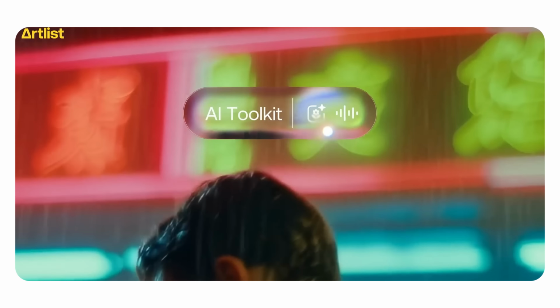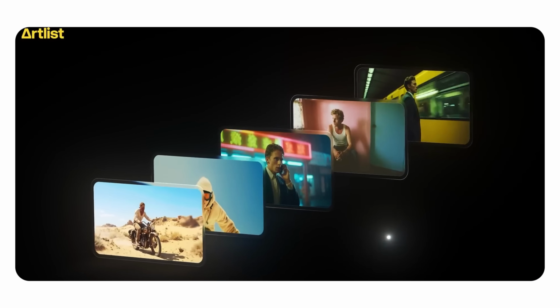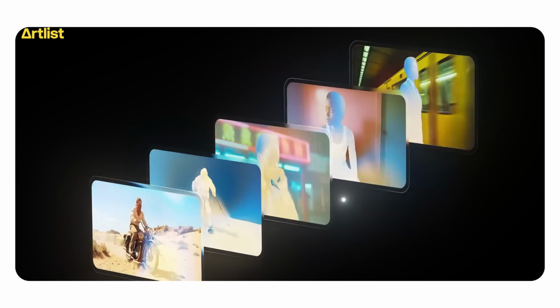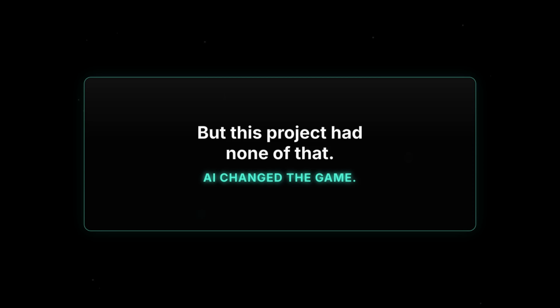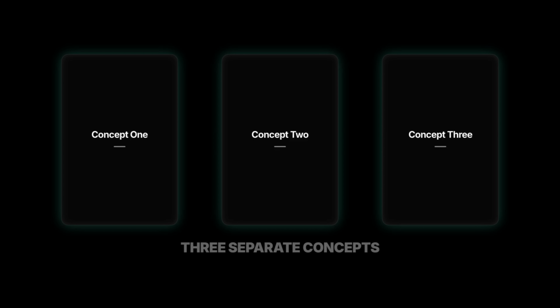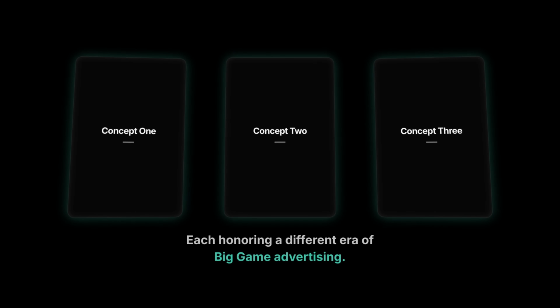And here's the crazy part. This is the same AI toolkit Artlist used to create their big game ads in 5 days. Normally, producing a big game commercial takes months. Huge crews, massive budgets, endless approval chains. But this project had none of that. And instead of creating just one ad, Artlist created 3. 3 separate concepts, each honoring a different era of big game advertising.